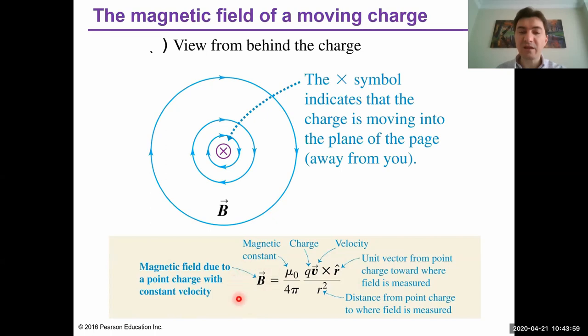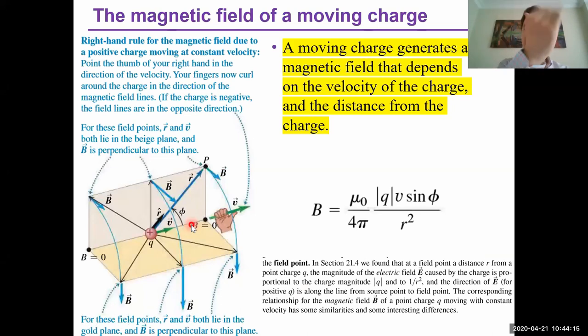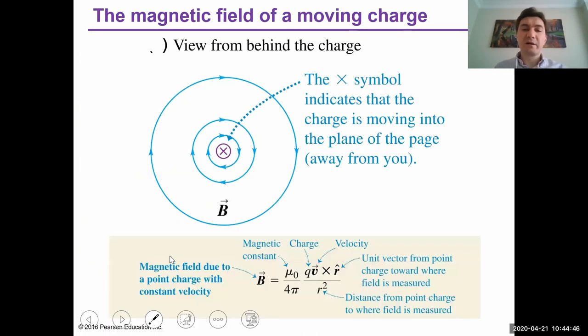In order to determine the direction of the magnetic field, you can also use that relation. This is a vectorial product. Your four fingers will show the direction of the velocity, okay, and then curl them to the direction of the unit vector r, then you will get the direction of the magnetic field at a certain point. If you are looking for the magnetic field at that point, then this unit vector will be like this along that point. If you are looking for the magnetic field at that point, then the unit vector will be along this line, okay? But the velocity is the same. So the magnetic field due to a point charge with constant velocity is given by that expression. Do you have any question here?